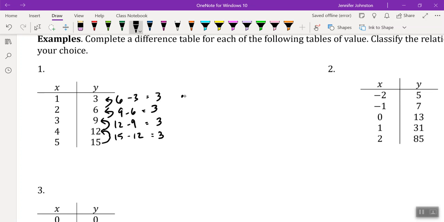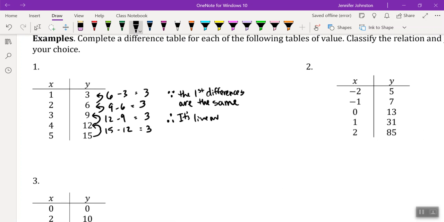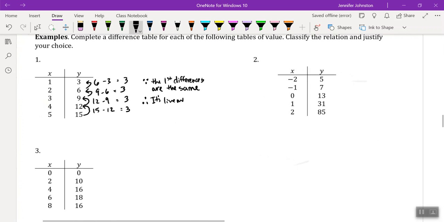Alright, so since the first differences are the same, it's linear. Yeah, it's going up by equal values, and we can see our x values are also going up by equal values. That means it's linear.